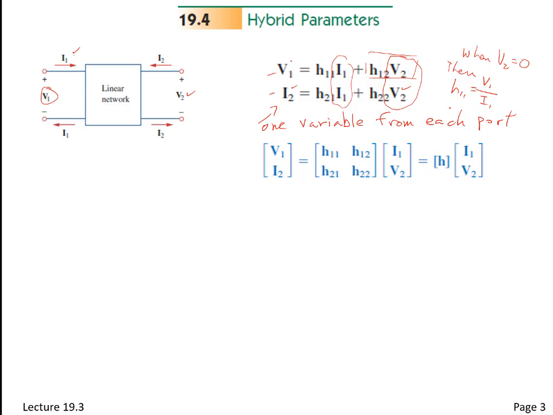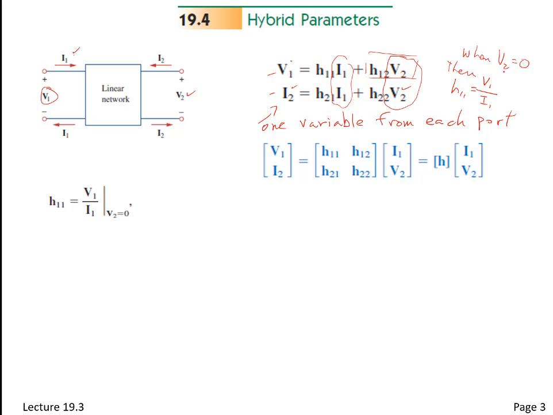Okay. Now that H11 looks an awful lot like the impedance parameter. And you say, well, you just defined impedance. But that is not the case, because we did this making V2 0, which means we short-circuited the output. Okay, so that first term, we get this.